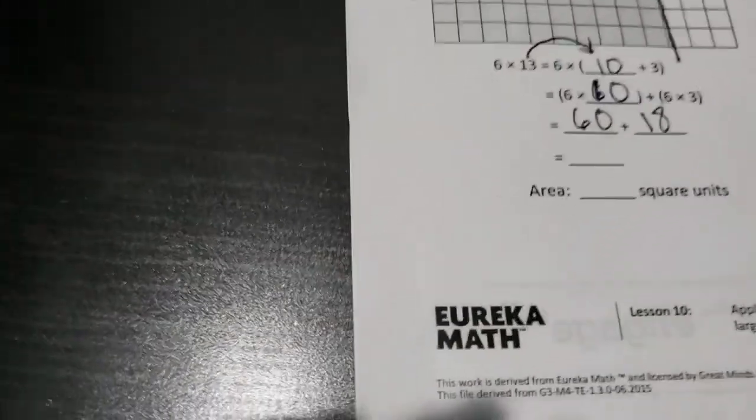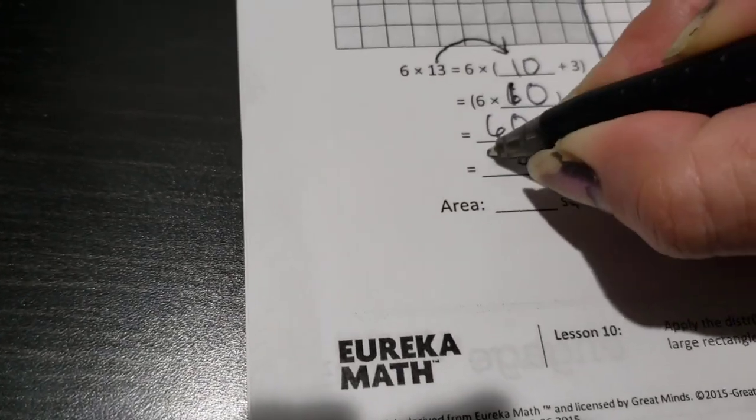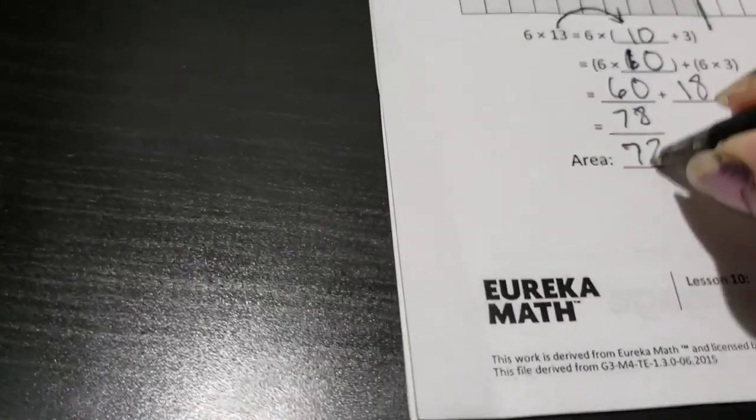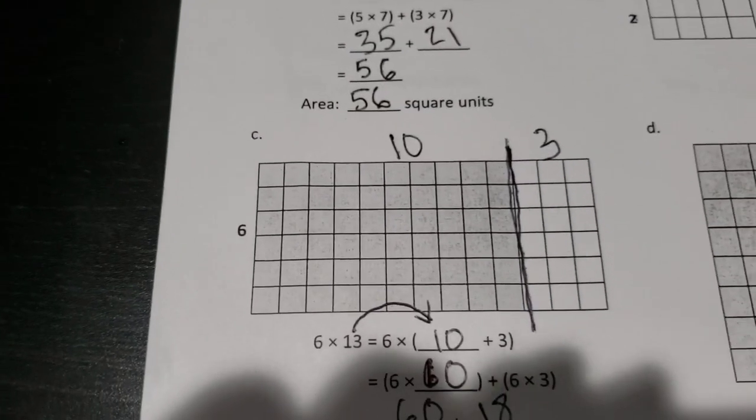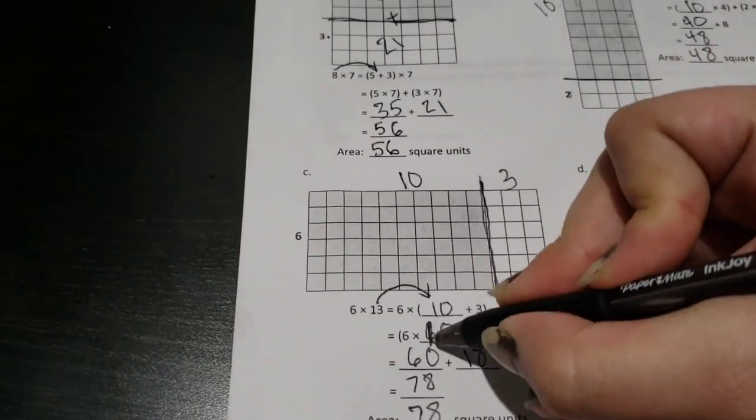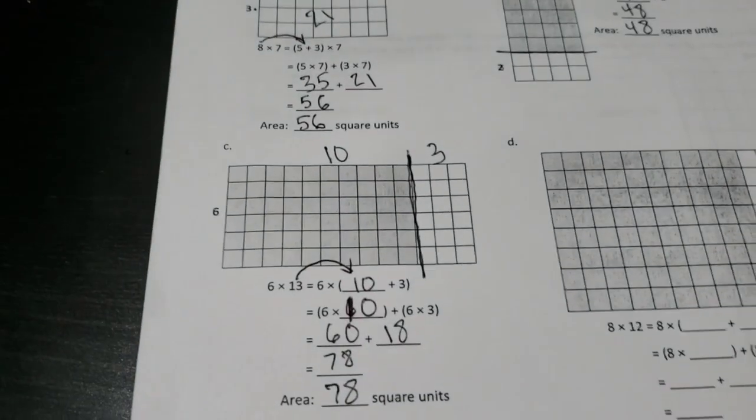And now we add the two rectangles together. Okay, so then this would give us 78. So the area of the whole rectangle, both the gray and the white, is 78.